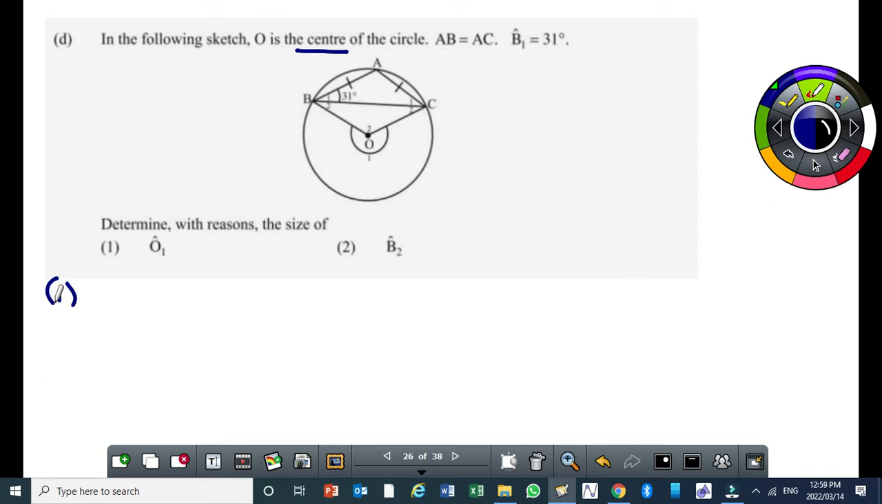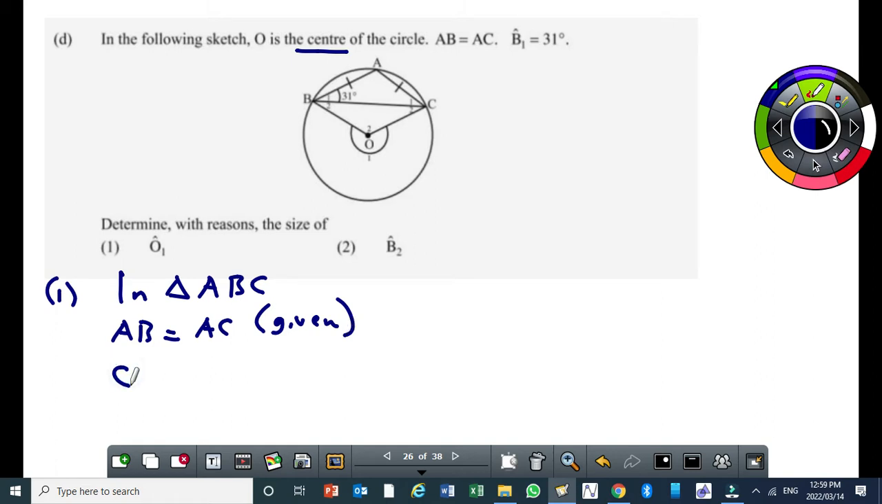If you were writing a test, the first thing, identify the triangle ABC. In triangle ABC, AB is equal to AC, and this is given. Because of this, we can say angle C, I think that's C1, angle C1 is equal to angle B1. They are both equal to 31 degrees.